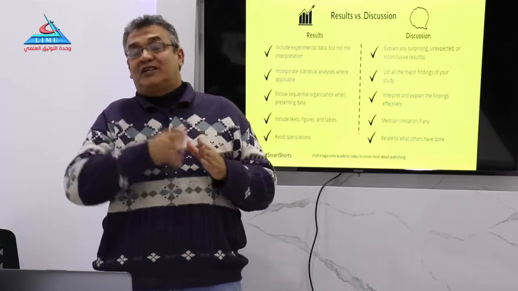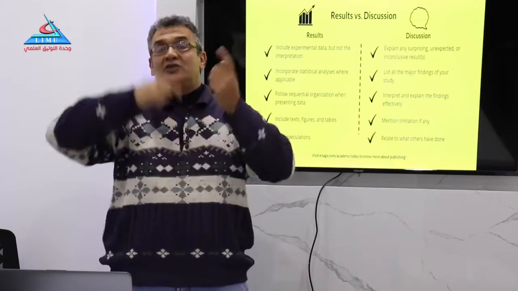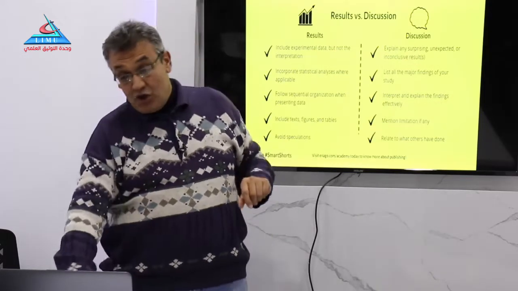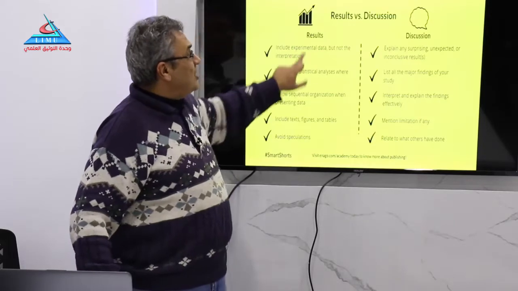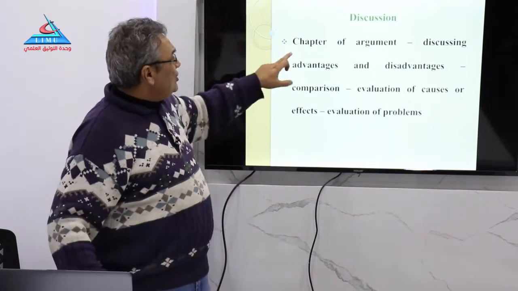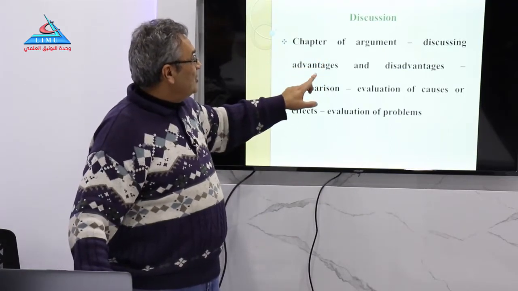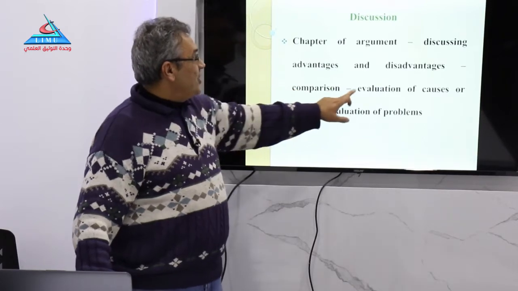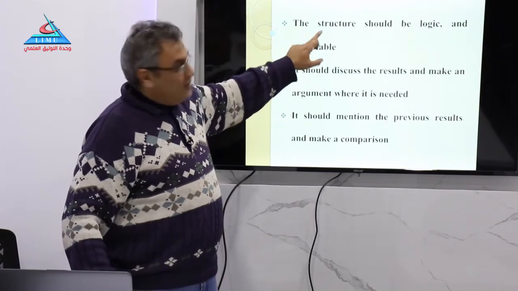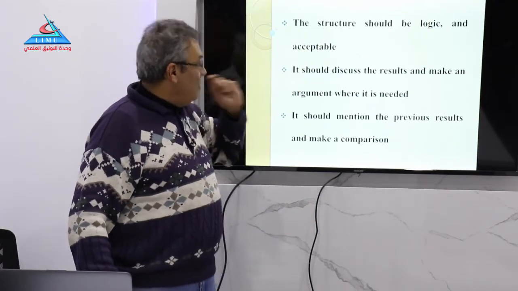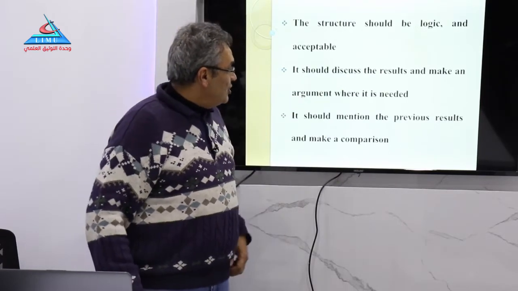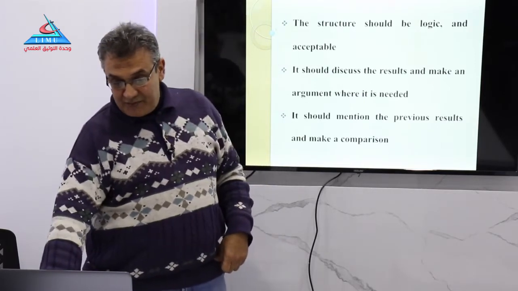It's the first chapter. It will be written and will continue with you up to the end, because it is the bank of information that you will use even in the discussion. So don't forget that results is a descriptive chapter while the discussion is a discussive chapter. Discussion: chapter of argument, advantage and disadvantage, comparison, evaluation of the causes, effects and evaluation of problems. The structure of discussion should be logical and acceptable. It should discuss the results and make an argument where it is needed. It should mention the previous results and make a comparison.